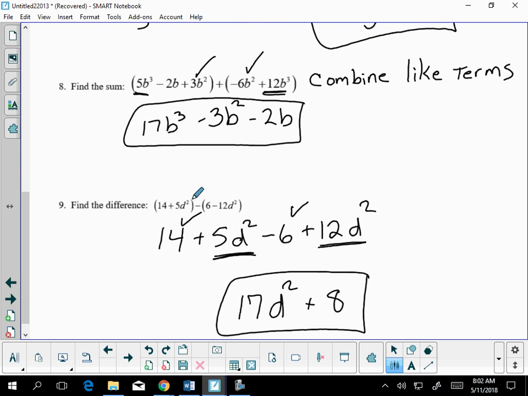Here, be careful with that minus sign because you need to distribute that negative sign throughout. That's why this right here is a plus. When you subtract a negative, it becomes positive. Then go ahead, combine your like terms.